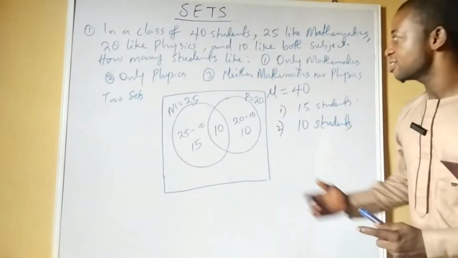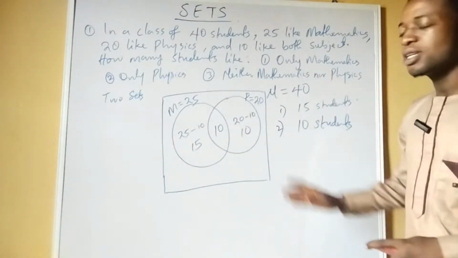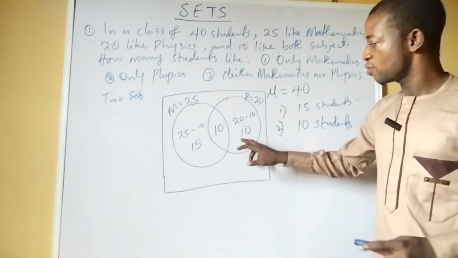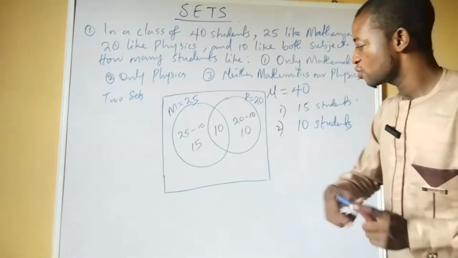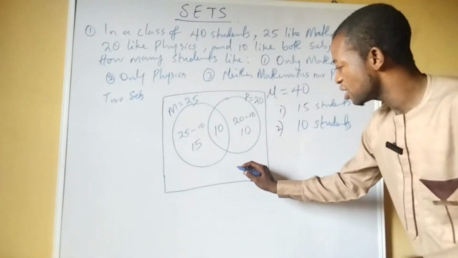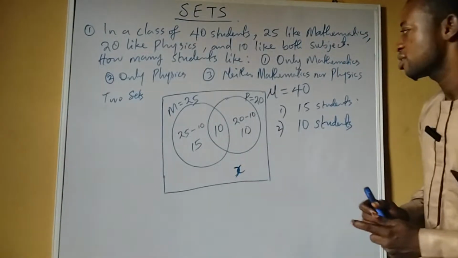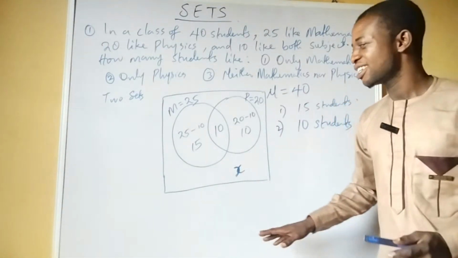Now, to get the students that like neither mathematics nor physics, it means none of this circle is included. It will be outside the circle. So you can represent that with a letter. Let's call it letter X. We are finding letter X since it will be outside.